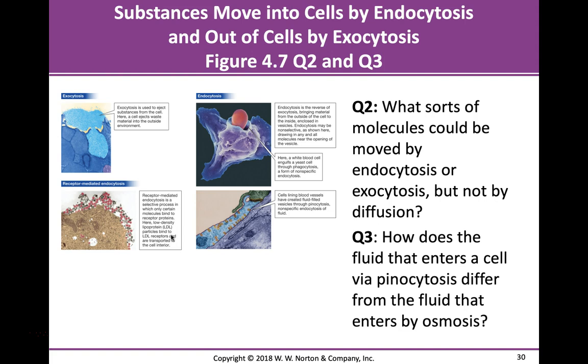Okay, so it says what sort of molecule will move by endocytosis or exocytosis? Again, the bigger size molecules, which cannot go through just by diffusion. Then the third question says, how does fluid that enters a cell via pinocytosis differ from the fluid that enters by osmosis? Remember, osmosis was only water movement from water's high concentration to low concentration, whereas pinocytosis, guys, was just moving in any solution non-specifically.